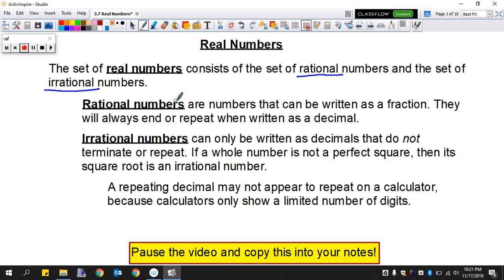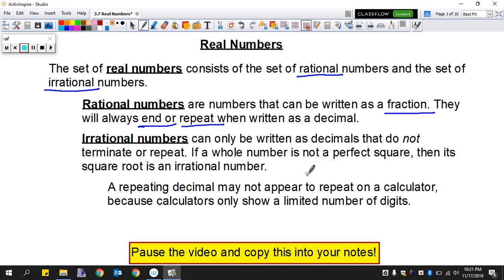Rational numbers are any numbers that can be written as a fraction, and if you write them as a decimal, they're either going to end or they're going to repeat themselves. Okay, irrational numbers are numbers that can only be written as decimals that do not repeat or end.